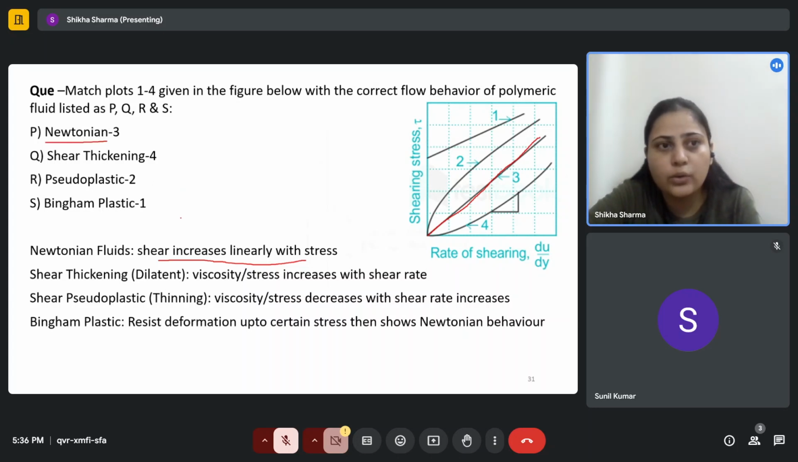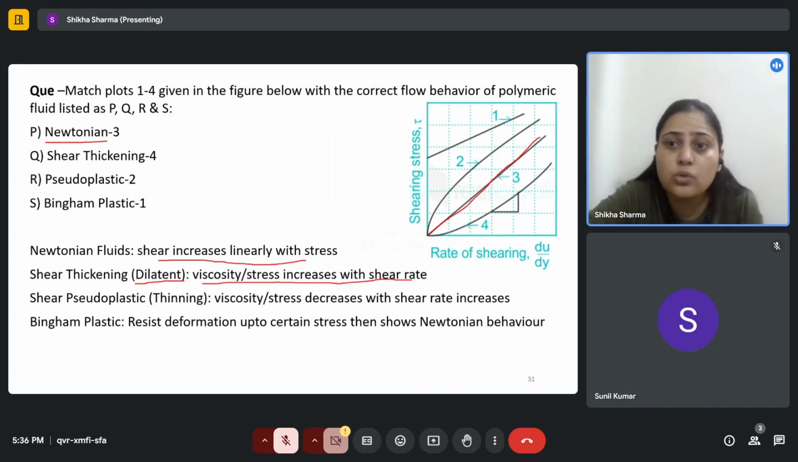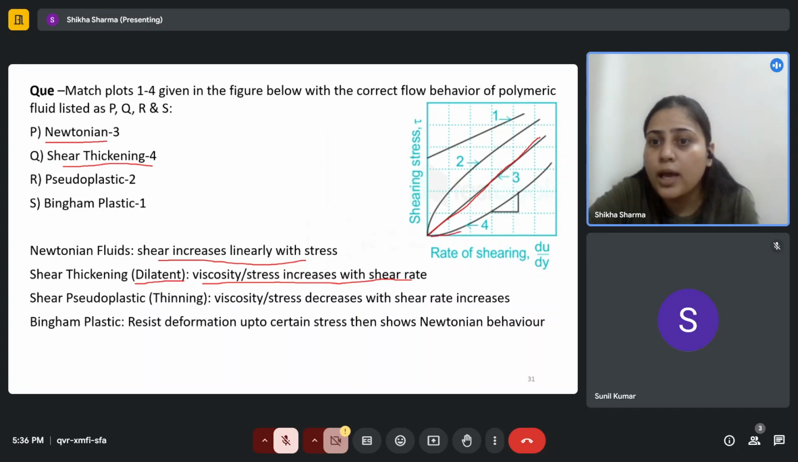So line 3 denotes the Newtonian line. The shear thickening, which is also known as dilatant fluids, shows that viscosity or the stress increases with the shear rate. When we apply a shear rate, the stress or the viscosity increases, so it is shear thickening or dilatant. Shear thickening is denoted by line 4. As we increase the rate of shearing, the stress or the viscosity keeps increasing.